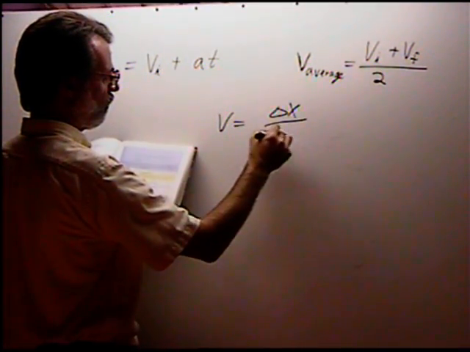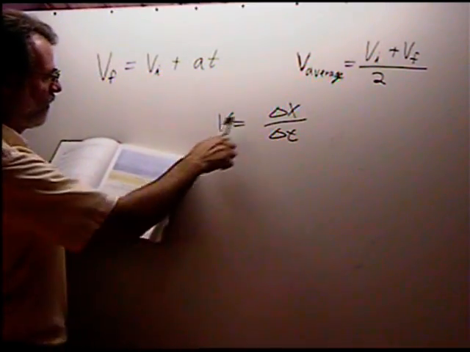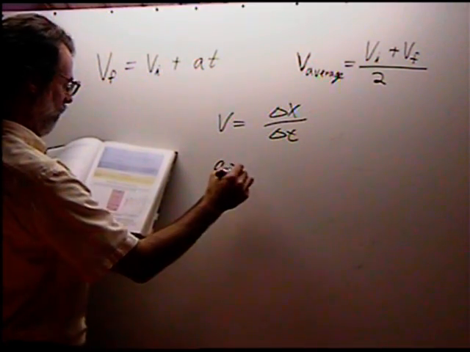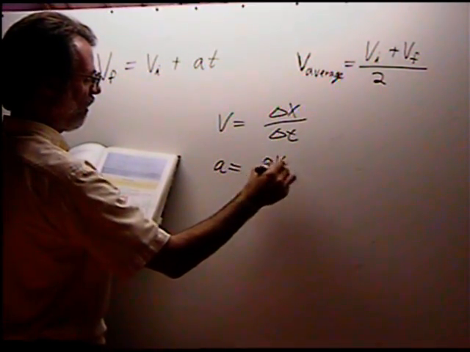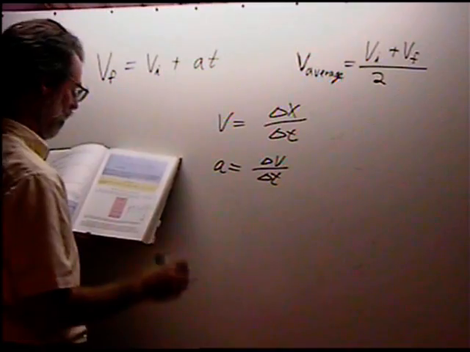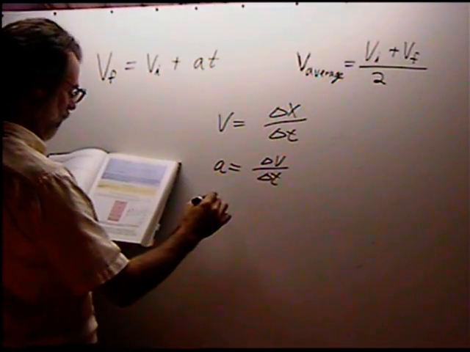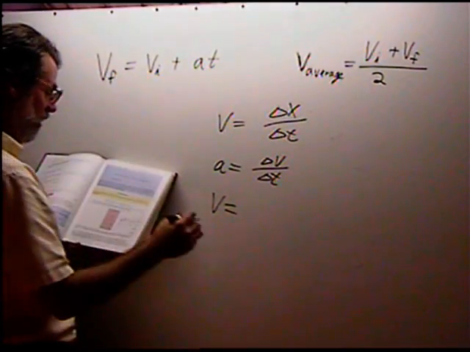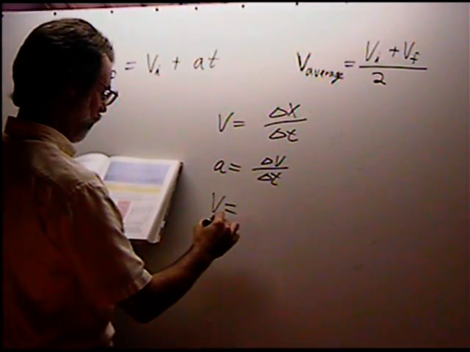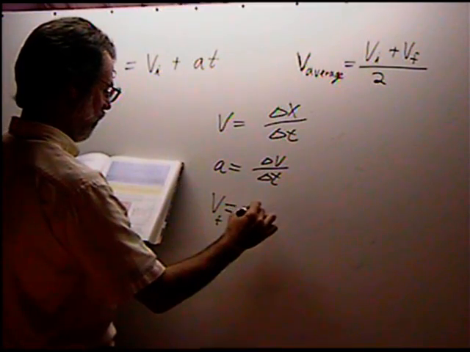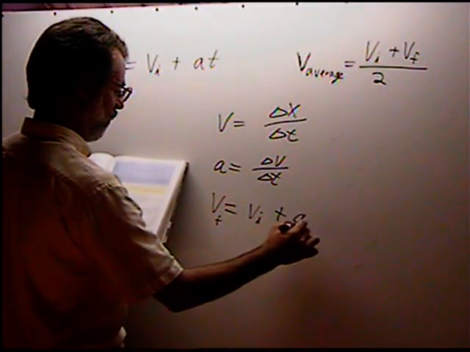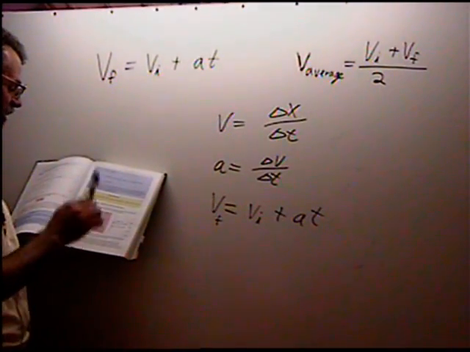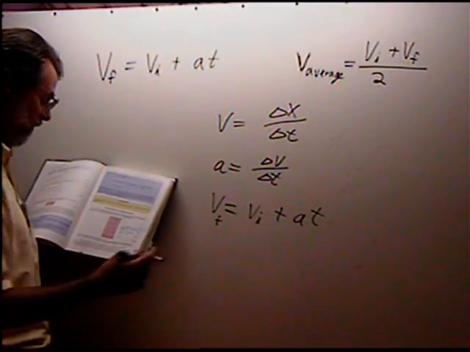The first equation is this equation, which we had in chapter 1. The velocity is a change of distance over change of time. The second equation is the acceleration is a change of velocity over change of time. We've had that equation. The third equation is actually this equation right here. The final velocity is the initial velocity plus acceleration times time. The fourth and the fifth equations are the ones that he derives.